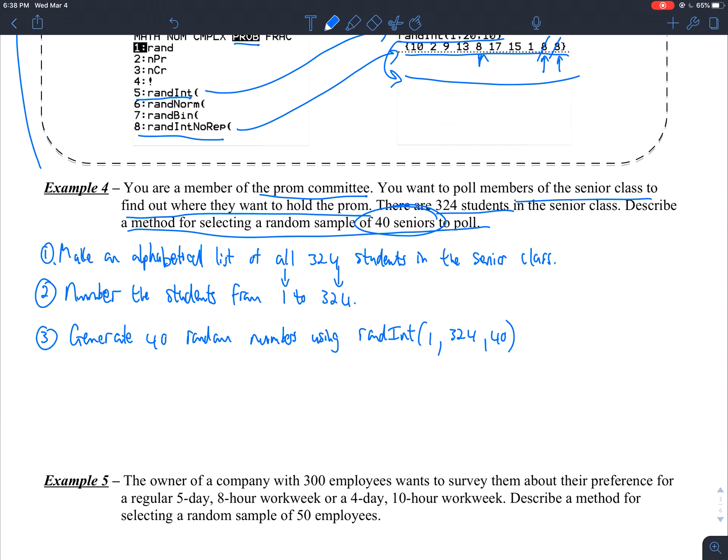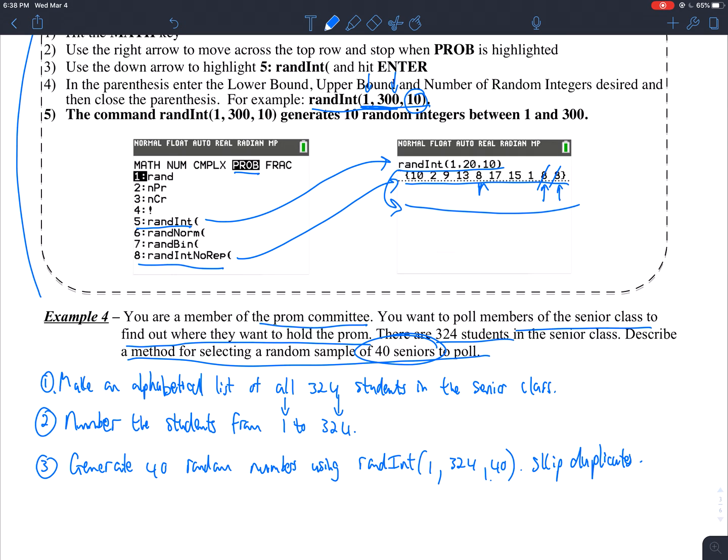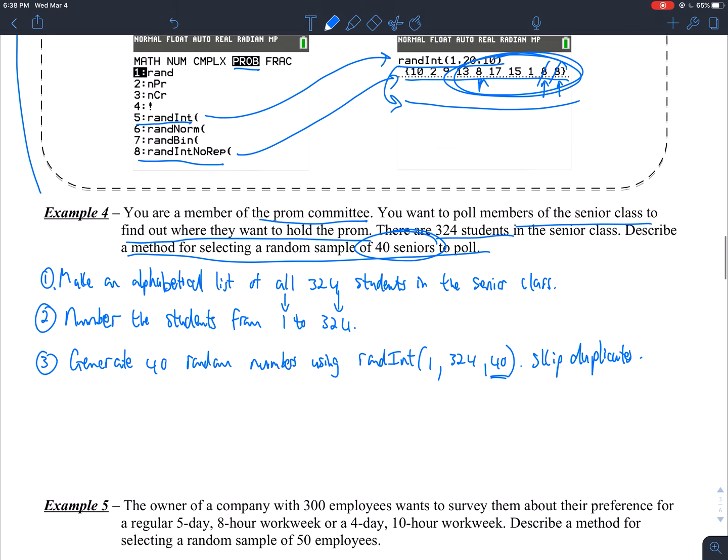Okay. And then you have to say something like, you skip any duplicates or repeats. So you might have to run the command again, because it's likely out of 40 numbers, like happened here, some number might get repeated. So you just skip duplicates and generate some more random numbers if that happens. Or you can use randIntNoRep if your calculator has that function. And then 4, choose the 40 students who correspond to the 40 random numbers.